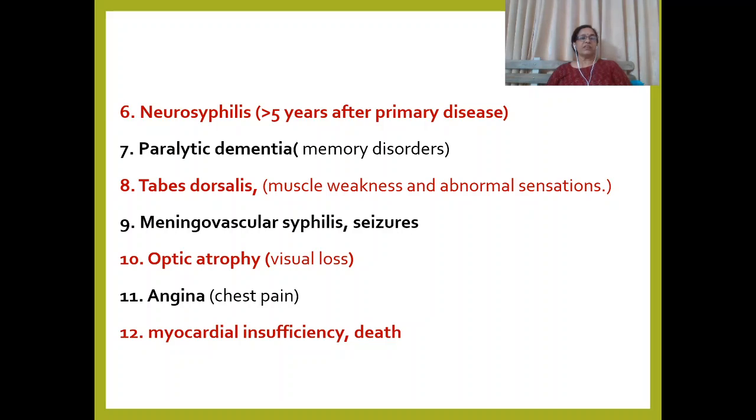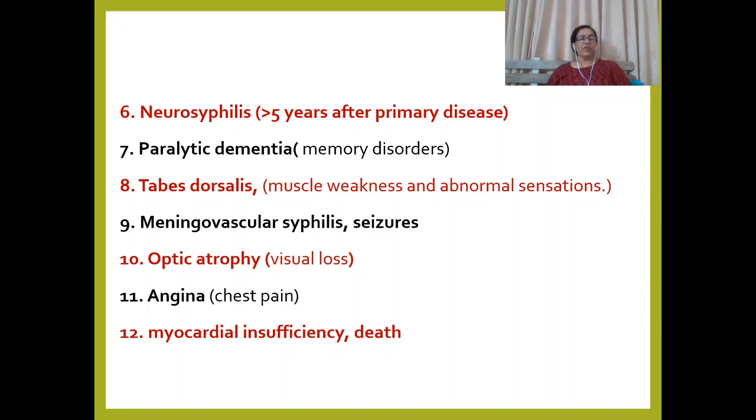Tabes dorsalis means nothing but a weakness of muscles as well as abnormal sensations. As the nervous system is involved, neurons and the peripheral nervous system are mainly affected here. So abnormal sensation is one symptom of tabes dorsalis. Then there is meningovascular syphilis, which leads to seizures. Then there is optic atrophy, that is visual loss or blindness.